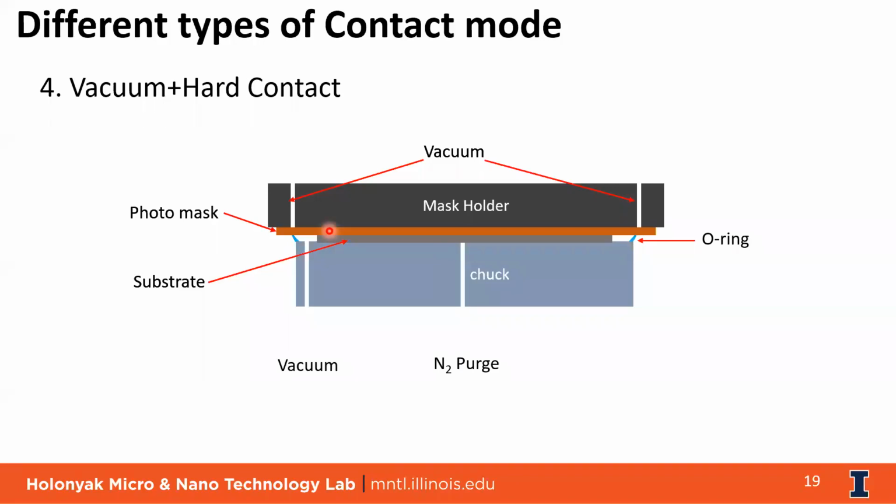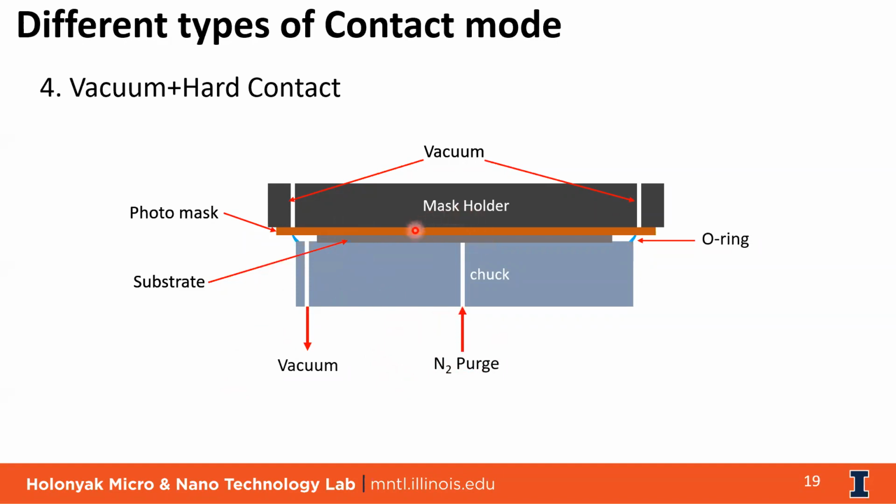The next one is called vacuum and hard contact. This contact mode is basically the combination of vacuum contact as well as hard contact. Initially the system will activate the vacuum here, so it will remove whatever atmospheric gas is between your substrate and mask. And then the system will activate the nitrogen purge.